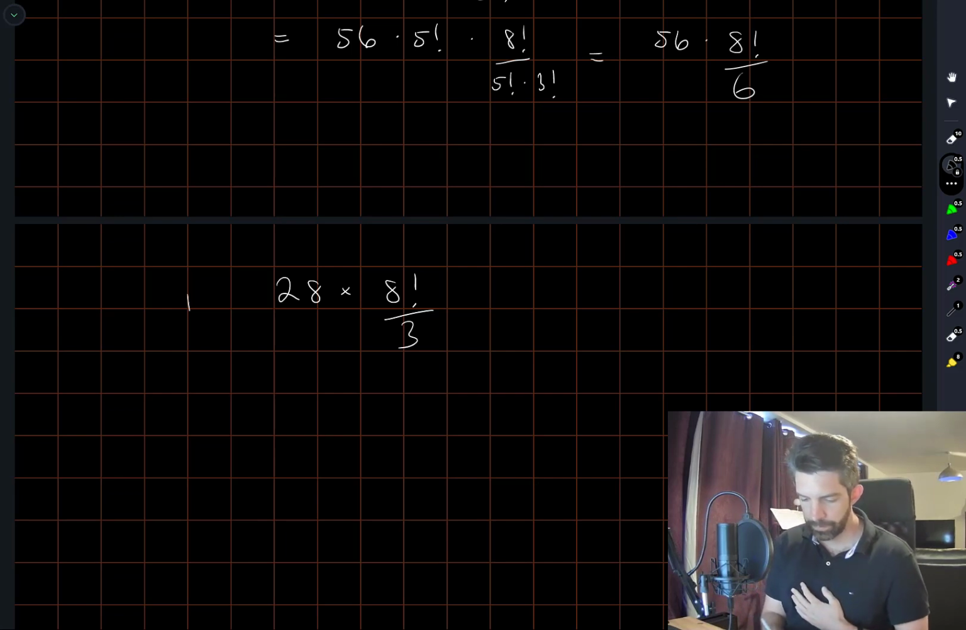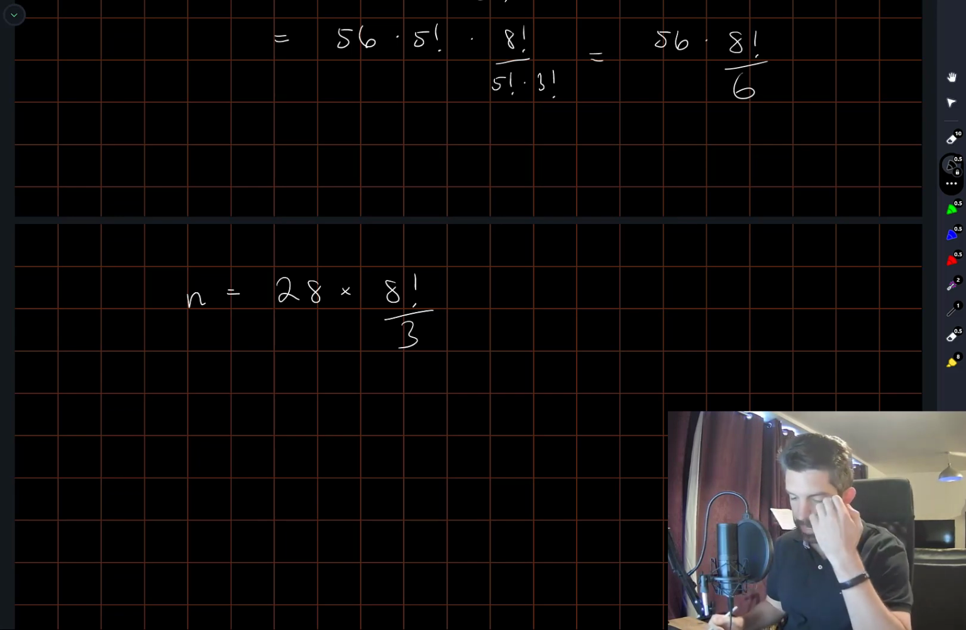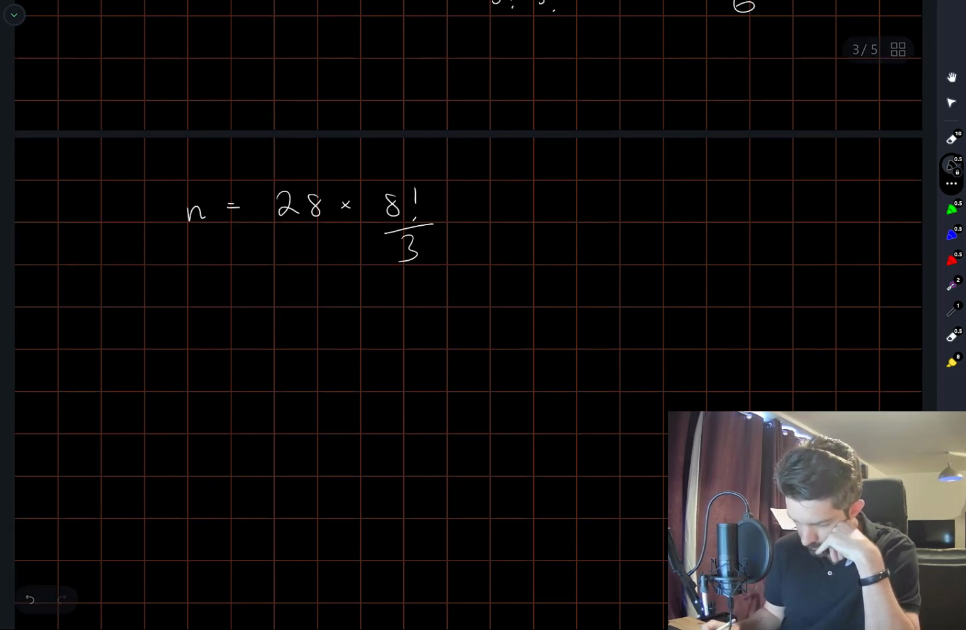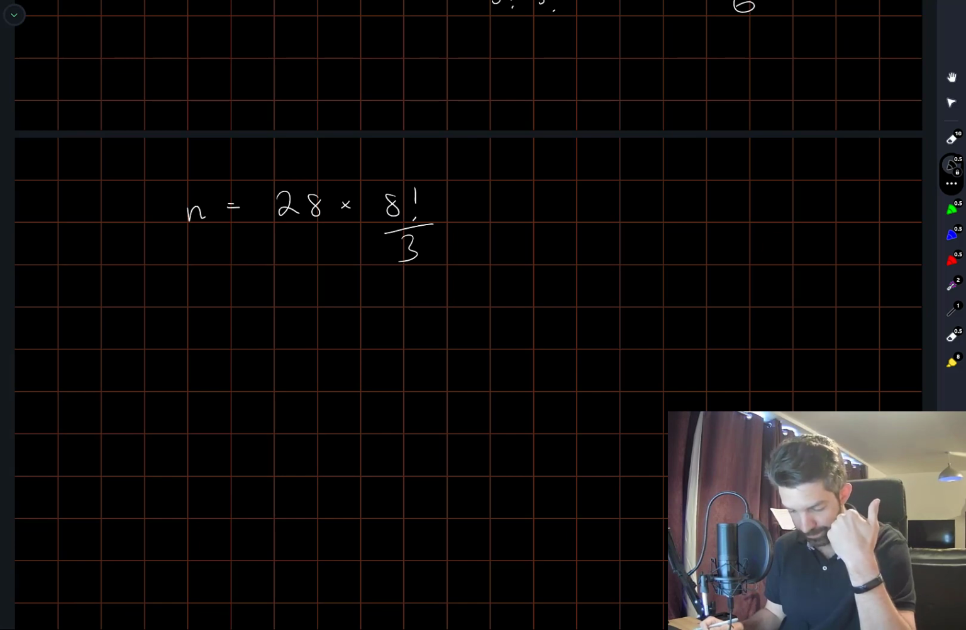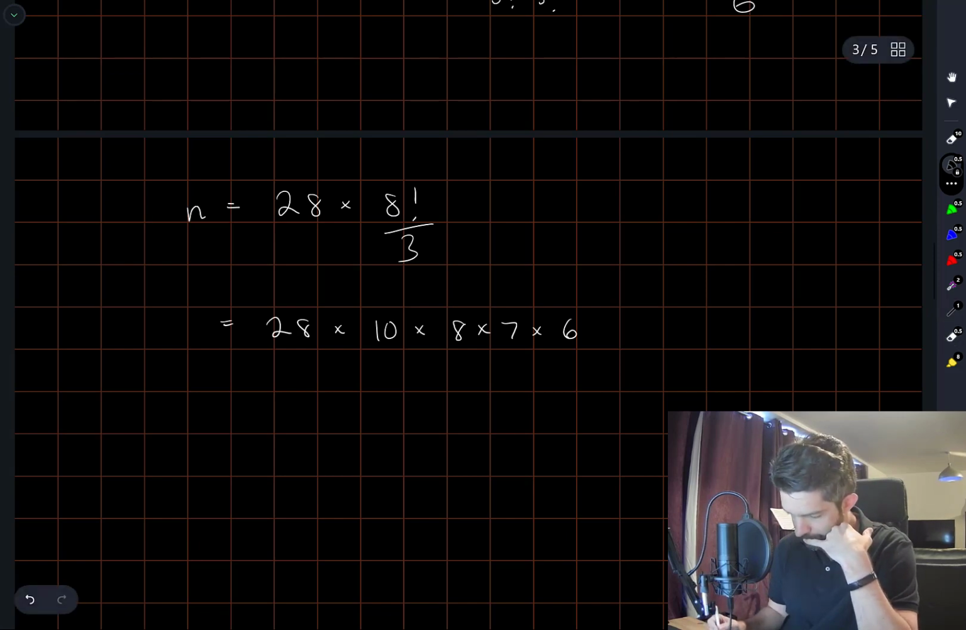And of this number, which is the number that's been called n in the problem, we have to find the leftmost 3 non-zero digits of n. That's a little crazy, right? Is there an easy way of doing this? Okay, well, let's call this 28 times 10 times 8 times 7 times 6. The 10 has the 5 and the 2. There's no 3. 8, 7, 6, 5, and times 4.